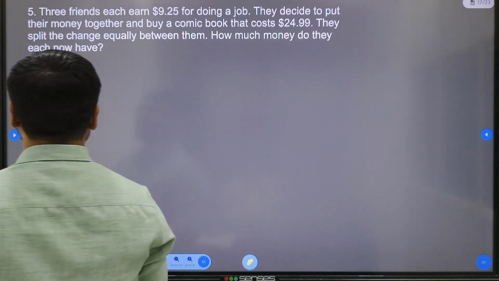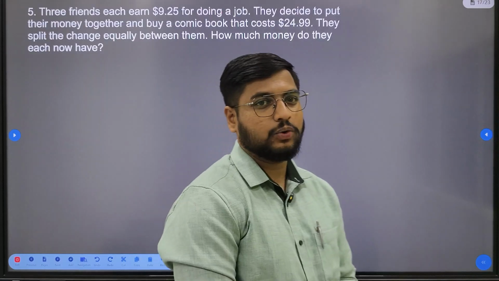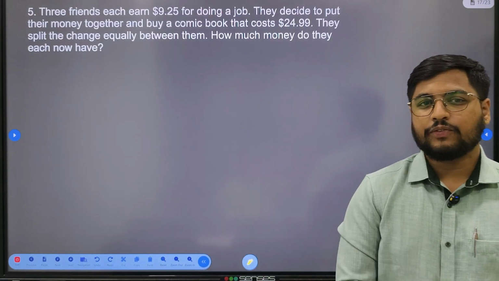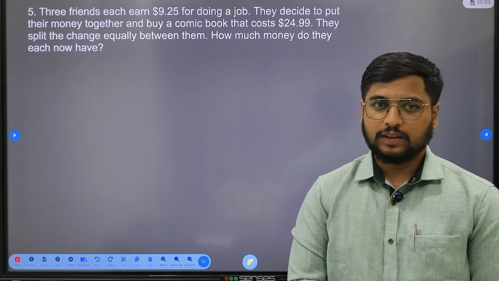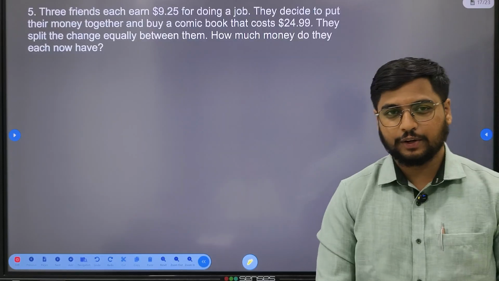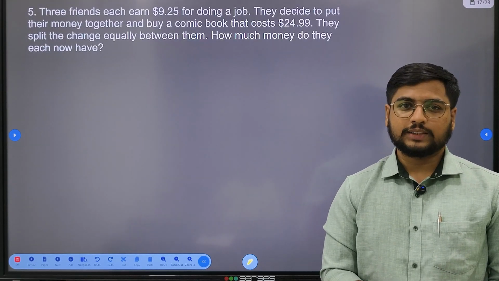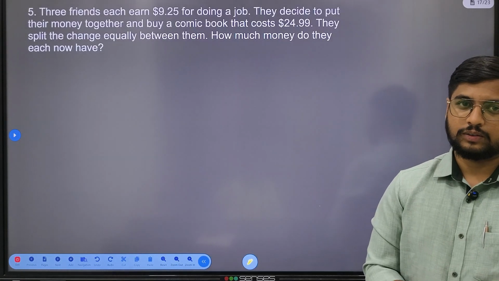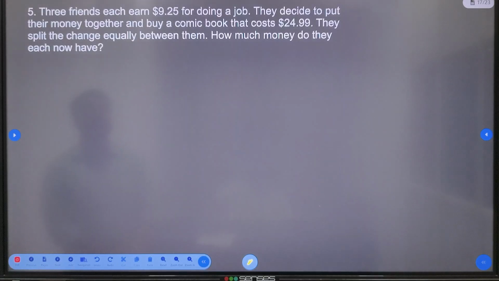Question number 5. Before starting with this question, I would like to also say this. If you are able to do the sums till here easily, you can do it with me, or else you can pause the video and complete it. Then you can check whether the solution is correct or wrong. Let's move on with question number 5.